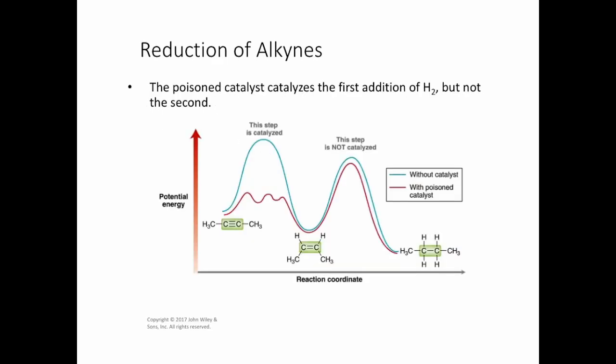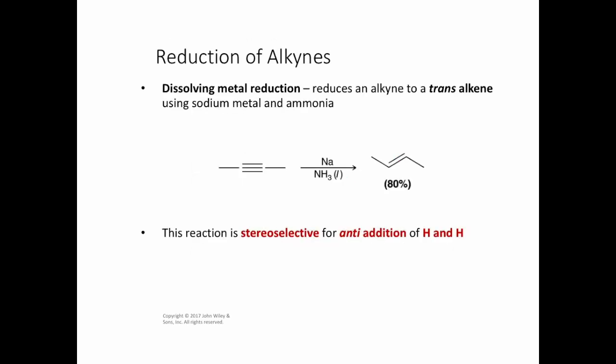The way Lindlar's catalyst works is it facilitates the first reduction to the cis-alkene, but then it doesn't catalyze the second step. So if you are monitoring your reaction, once the alkene is formed, you can stop the reaction and isolate it. The second way to produce an alkene is to use a dissolving metal reduction. Typically, lithium or sodium is used in an ammonia solvent, and this will always give you the trans-alkene product.